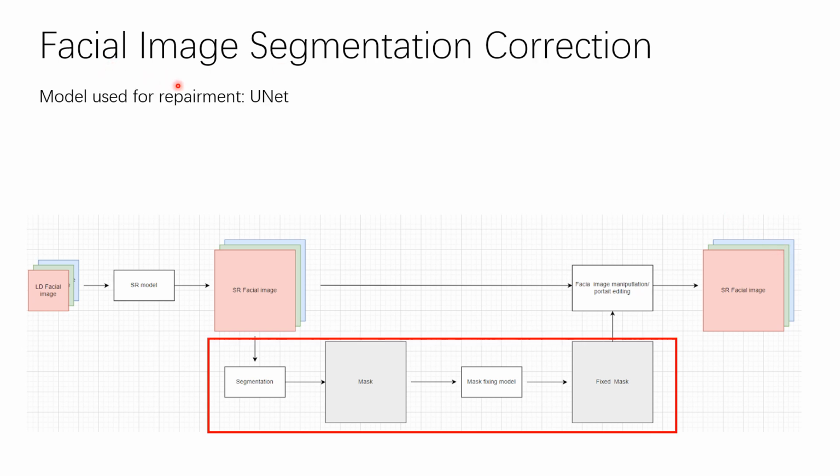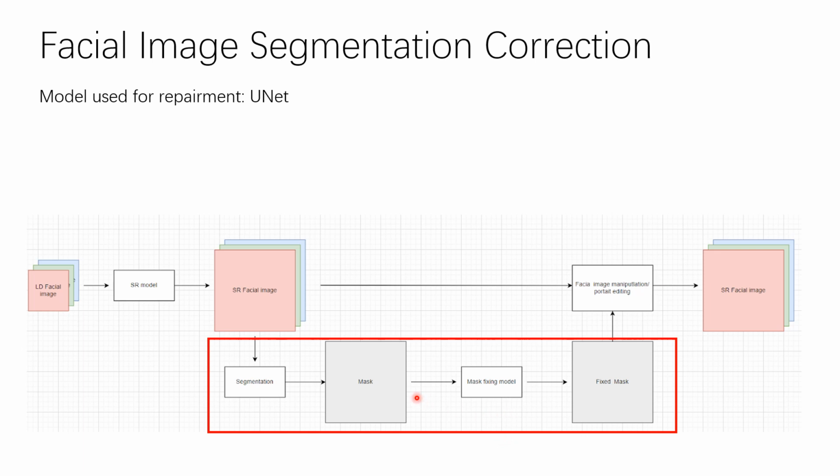Let's look at the facial image segmentation correction part, which is the core design of this project. You can see basically in the red box here, after segmentation, we have a mask. The mask is generated according to the super resolution facial images, which is not accurate. And we want to correct this mask a little bit so it can be more accurate. We can use that for later.